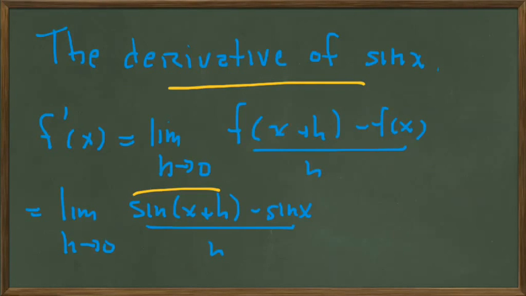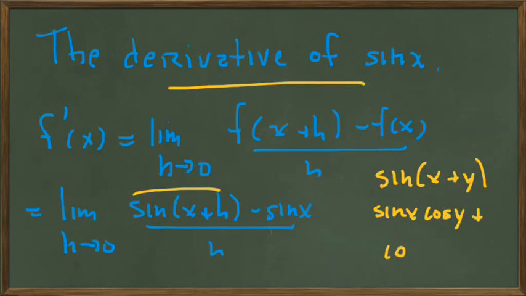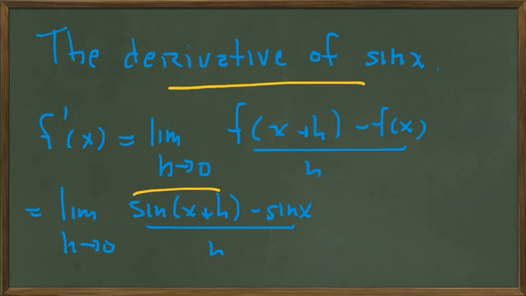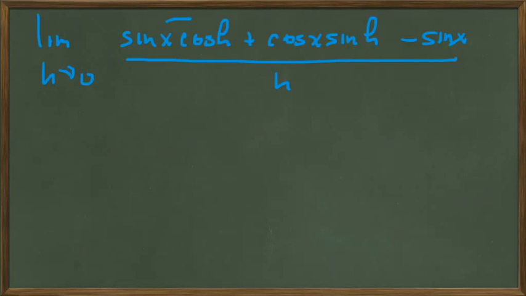Recall this formula from trigonometry, that the sine of x plus y is sine x cosine y plus cosine x sine y. And we're going to use that formula on the next slide to rewrite sine of x plus h. So we have replaced the sine of x plus h with sine x cosine h plus cosine x sine h, and then of course we're subtracting still sine x and dividing by h.